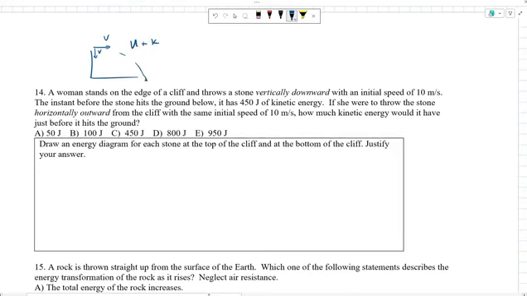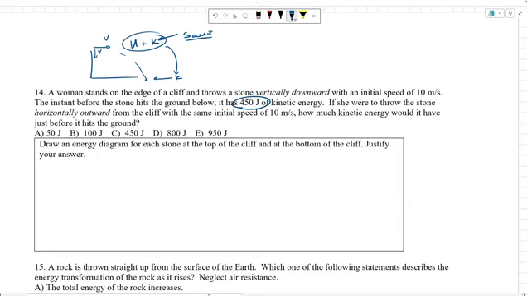At the bottom, when it hits, we have just kinetic energy, and both of those have become the kinetic energy at the bottom. What we know is that even though one stone is thrown down and one stone is thrown out, they have the same kinetic energy in each situation. So they're going to have the same total energy at the bottom.